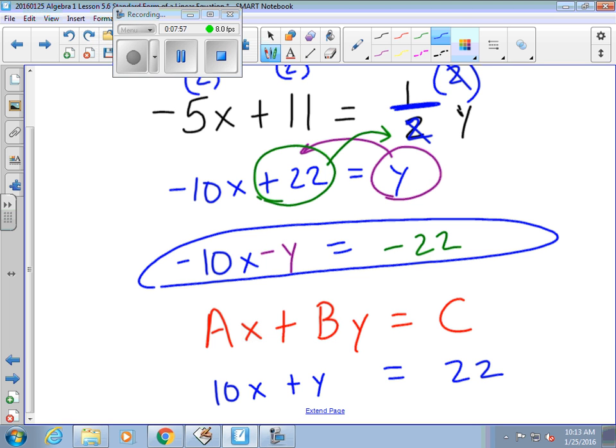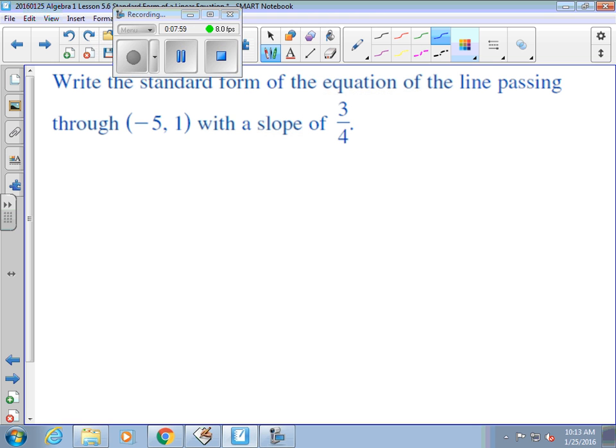Let's try this other one. Write the equation that goes through negative 5, 1 with a slope of 3/4. Again, get rid of the fraction. Put it in with only integers, only numbers you consider as whole numbers. Take about a minute on this one.